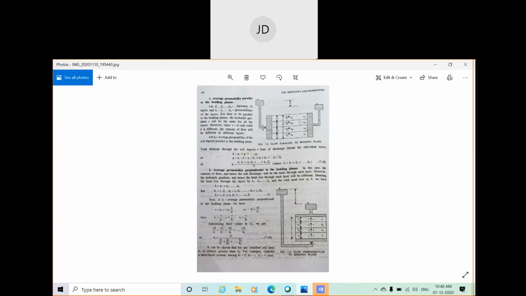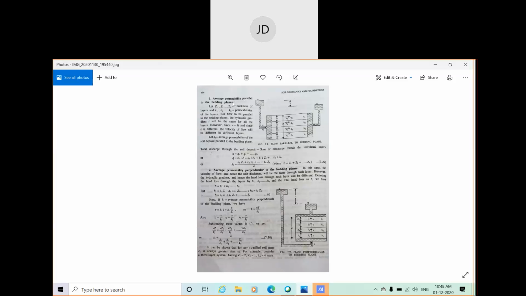So since k may be different for each layer, the velocity of flow through each layer will also be different. Why? Because k is different for each layer. Although i is the same for all layers, since k is different for each layer, the velocity of flow through each layer will also be different, isn't it? So water is flowing in this direction, and it passes through each layer like this, with different velocity. So velocity of flow will be different in each layer in case of flow parallel to bedding plane.